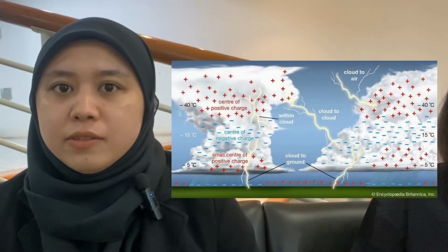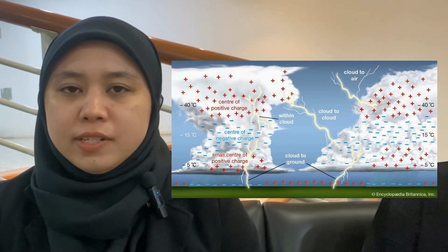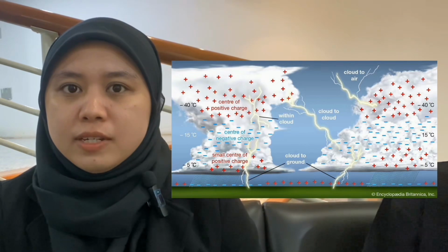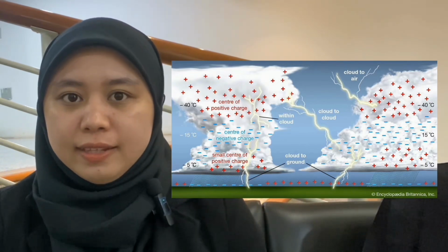Because of that, the strong updrafts and downdrafts within the cumulonimbus clouds cause the separation of electric charge. When the difference in charge becomes great enough, a discharge of electricity occurs, resulting in lightning. The rapid expansion and heating of air around the lightning channel create the sound wave we hear as thunder.